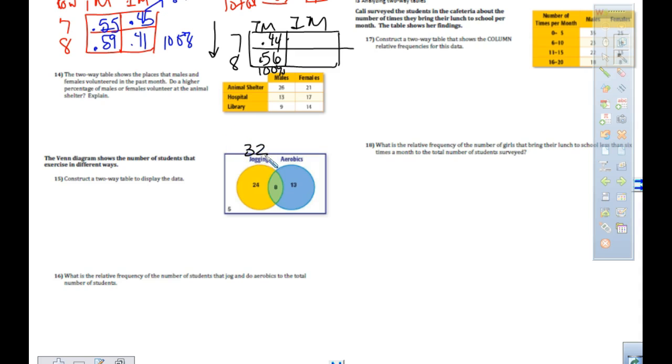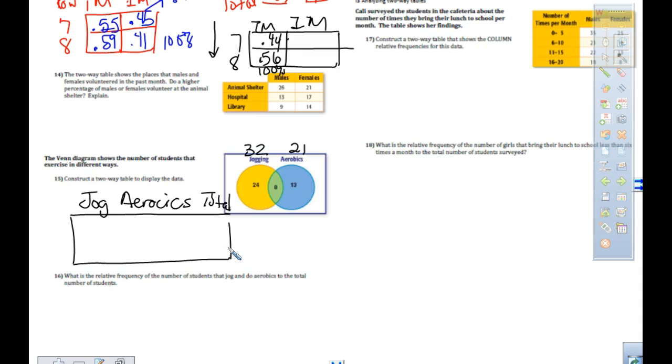So when I go to make my two-way table for this one, we might have the people that jog and do aerobics. Do you know how many people said they did aerobics? 21. Again, this is going to be 8 plus 13, right? So we're at 21. Someone said, how did you get that? Because if you look at the jogging, these people only jog, these people do both, right? So the total for jogging is going to be 32. The total for aerobics is going to be 21. Can I now find how many people I totally surveyed?